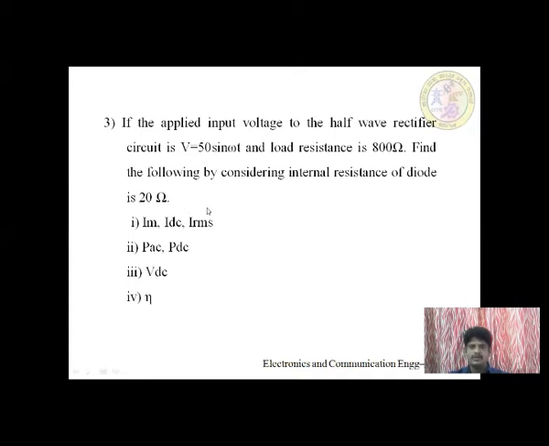In some problems, they will say to consider the diode as ideal, then we won't consider any resistance for it. But in this, they have mentioned an internal resistance of 20 ohm. And it is mentioned to calculate these things: IM means maximum current, IDC means DC current, IRMS means root mean square current, PAC means AC output power, PDC means DC output power, VDC the DC voltage, and eta the efficiency. Just think what prerequisites are required to solve this problem and how we can proceed. Then we will continue.